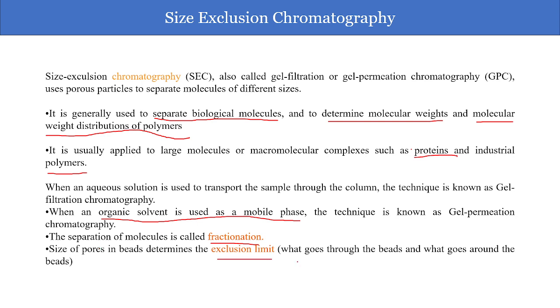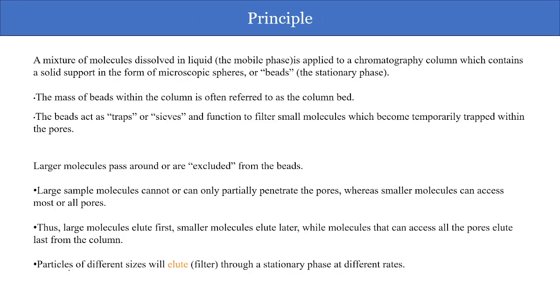What is the exclusion limit? What goes through the beads and what goes around the beads. What goes around the beads takes a shorter time, and sometimes it goes into the void volume. But what goes through the beads takes more time in eluting, and there are different sizes of beads, so in that manner we can separate out the molecules or the compounds based on their size.